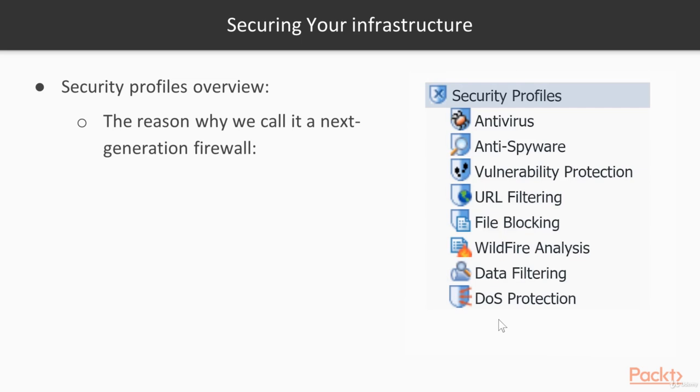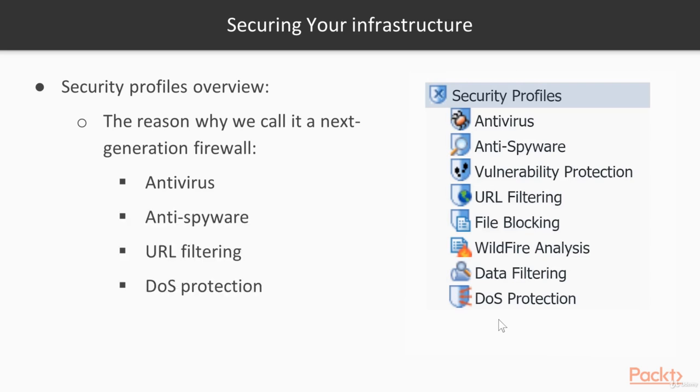So we're going to take a look at antivirus, anti-spyware, URL filtering, and denial of service protection. We're going to focus on those items, which I believe are very important for you to understand and to enable in the Palo Alto firewall.